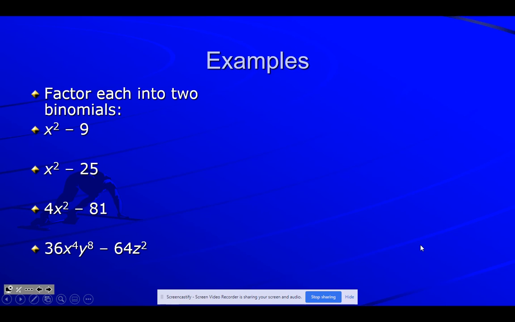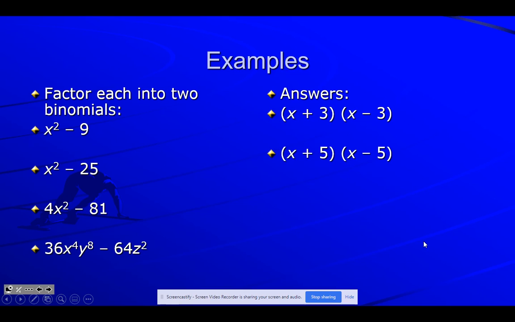Here are your answers. All of these examples are binomials. All of these examples have subtraction, and all of these examples have two perfect squares. X squared minus 9 will factor into x plus 3 and x minus 3. X squared minus 25 will factor into x plus 5 and x minus 5.